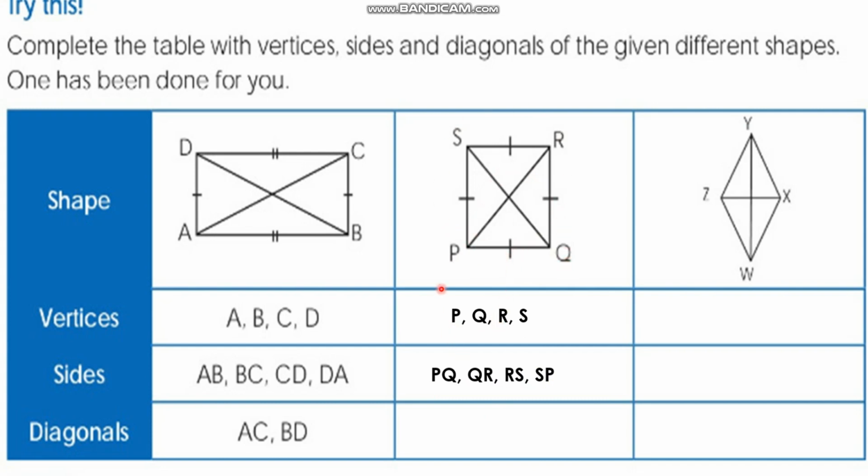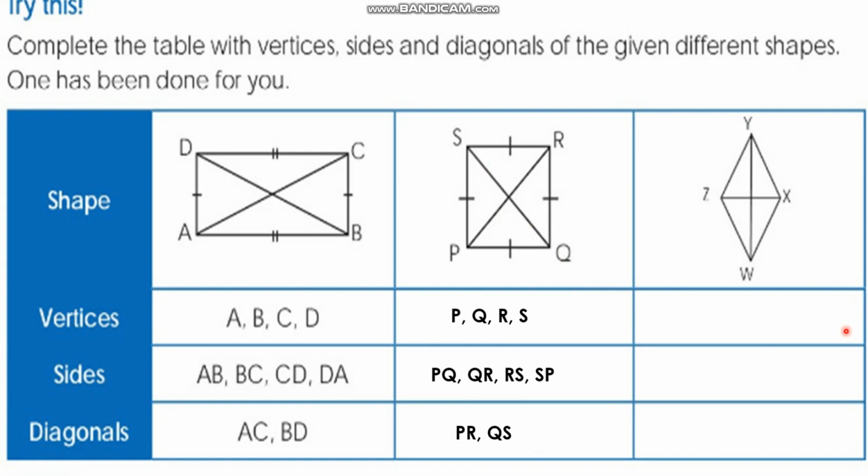Now find out the diagonals. Yes. So the vertex P is joined with the vertex R. So PR and QS are the two diagonals of this square. So PR and QS. Got it, children?